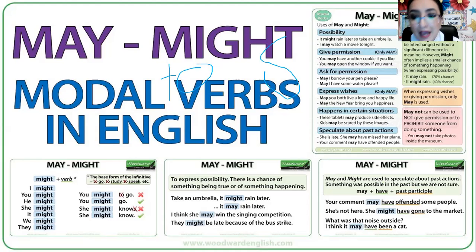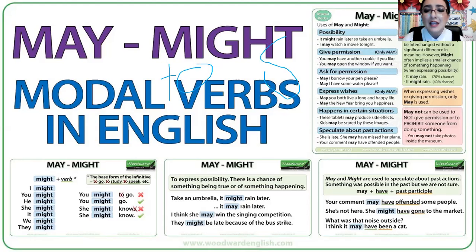And may or might are used also to speculate about past actions. Something was possible in the past, but we are not sure, okay? That's when we are going to be using this. Your comment may have offended some people, but we never know, we will never know. She's not here. She might have gone to the supermarket. It's a possibility, but a low-probability possibility.